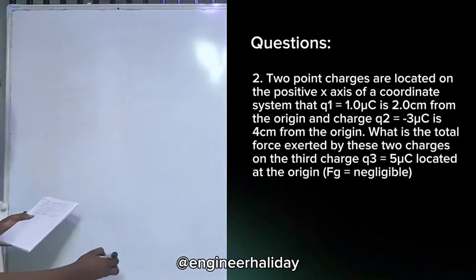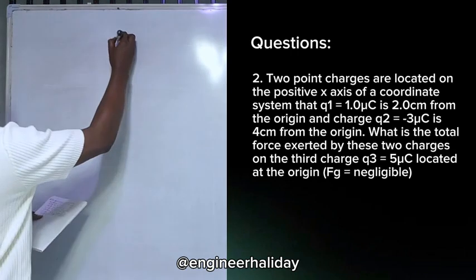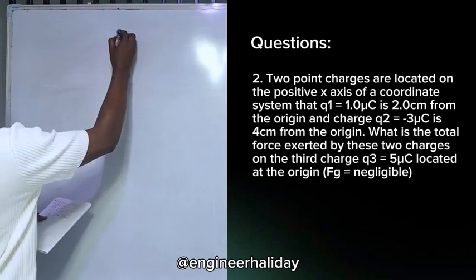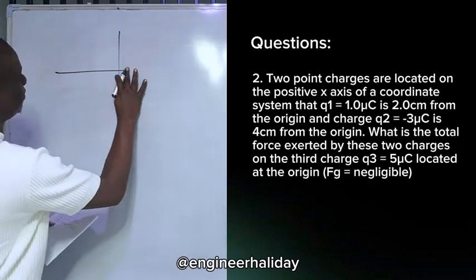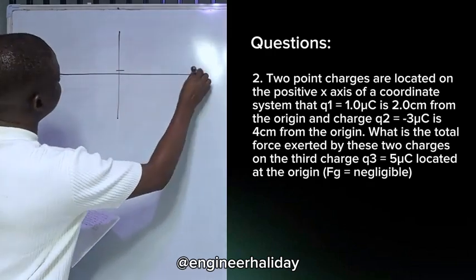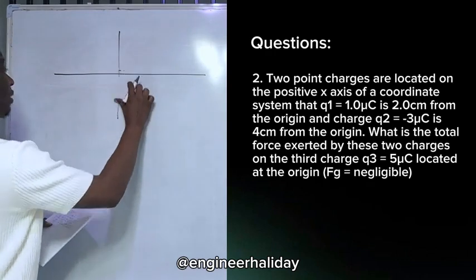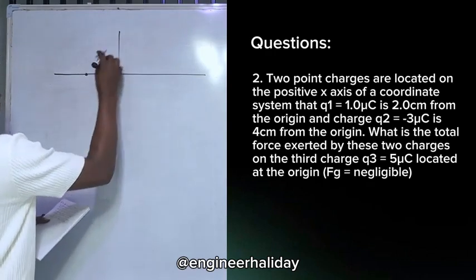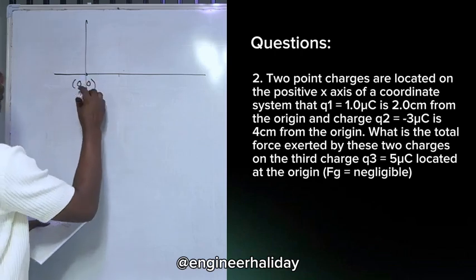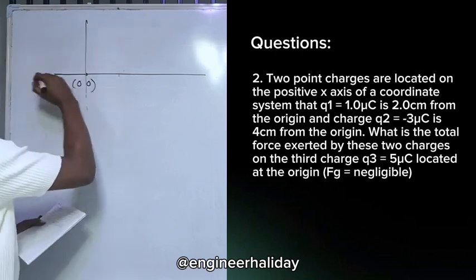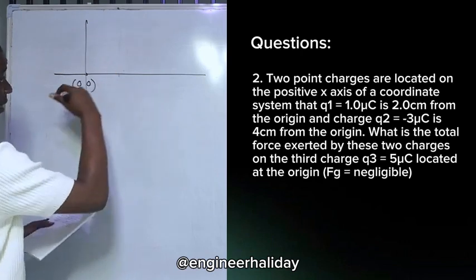Two charges are located on the positive x-axis. Let's make a sketch. This is the positive x-axis. Let's say this is the origin, as the question said, (0, 0). This is the y and this is x. So we are more concerned about the x.